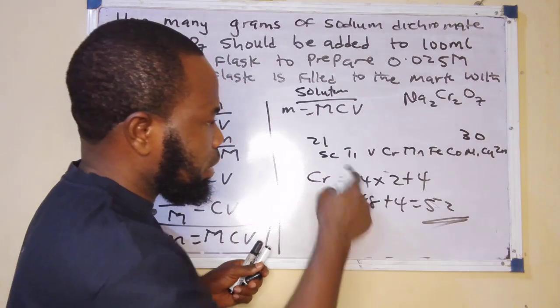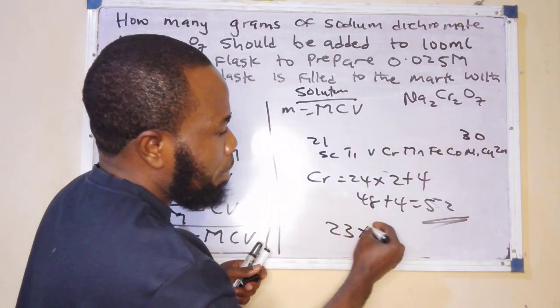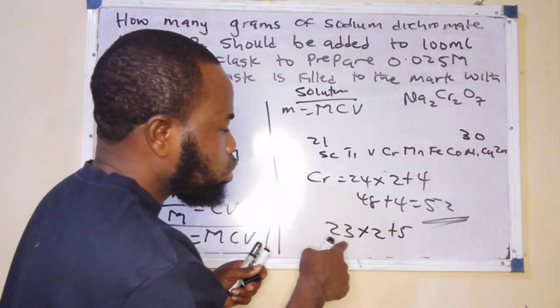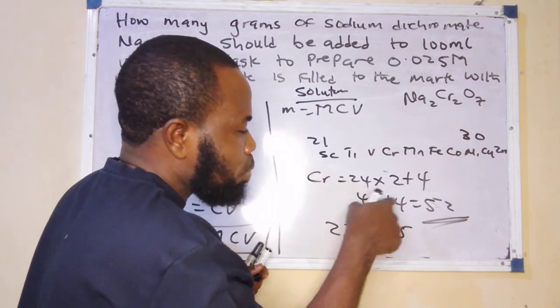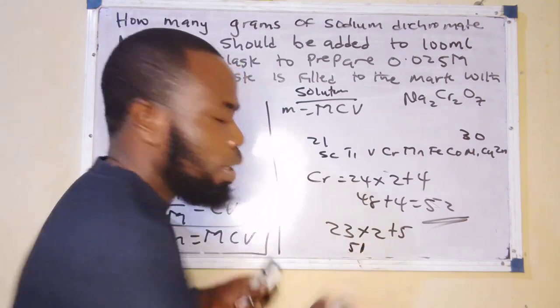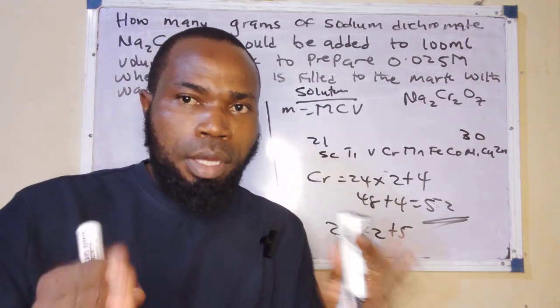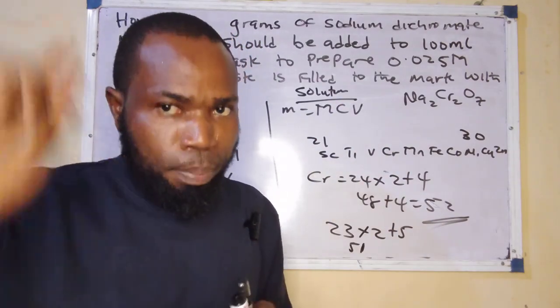How are you going to do it in this situation? Because it's odd, multiply by 2, then add 5. So what are you going to do? 23 times 2, that will give me 46. 46 plus 5, that will give me 51. So you can actually get the atomic masses of these elements without thinking or wasting time. So, a shortcut for you, put it at the back of your mind.